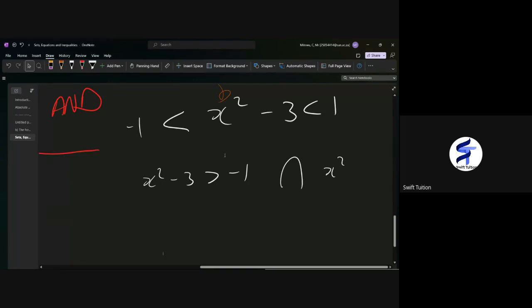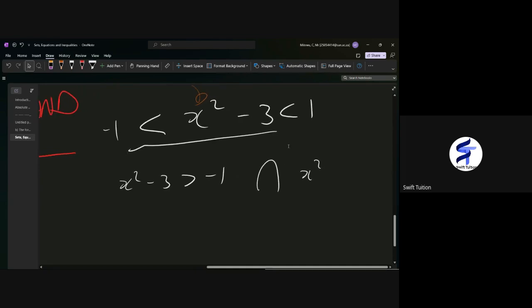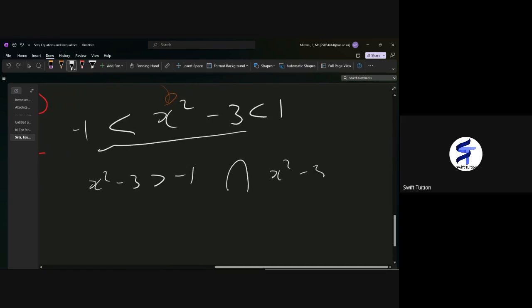X squared minus 3 has to be greater than -1 in this thing that we're given, right? I've just rewritten this thing. I just want to have the x squared minus 3 on the left-hand side. So x squared minus 3 greater than -1, portion number 1. But at the same time that it's greater than -1, it also happens to be less than +1. So I'm going to work with these individually, and I'm going to combine them afterwards.